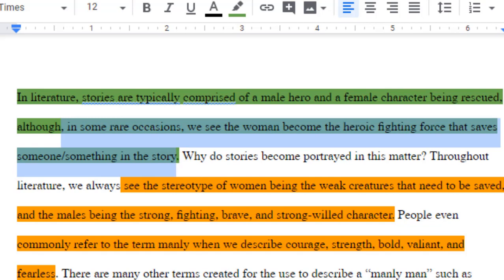He says, "Female characters in stories are typically illustrated as feeble, submissive," blah, blah, blah. Does that show the second half of this topic sentence? No, it doesn't prove that at all. What about the terms to describe men? Nope, that doesn't prove it either. What about the people commonly referred to the term manly? Nope, that doesn't prove it either. What about the stereotype of women, once again, being the weak creatures? Nope, that doesn't prove it either. It might prove parts of the first half of the topic sentence, but it definitely doesn't do the second. So ultimately, there's some work that needs to be done in this paragraph.